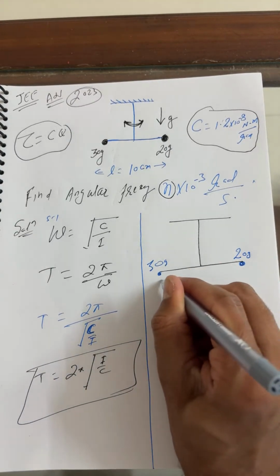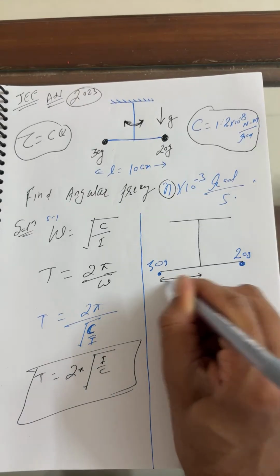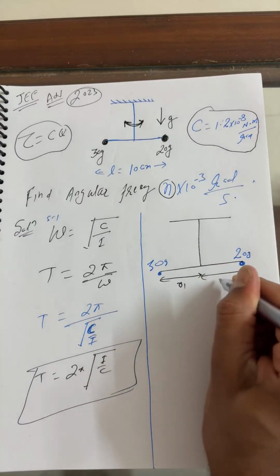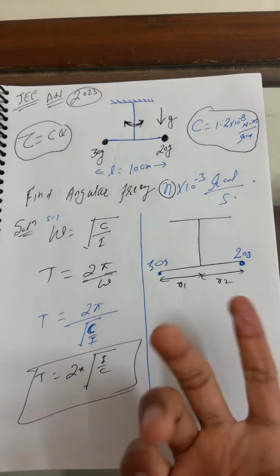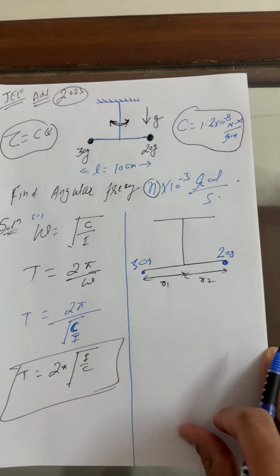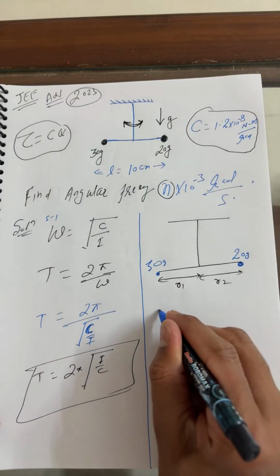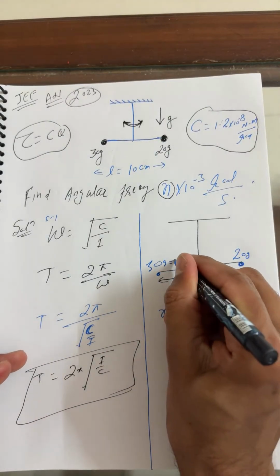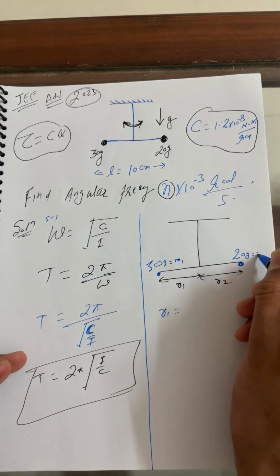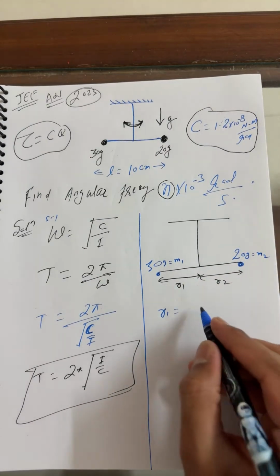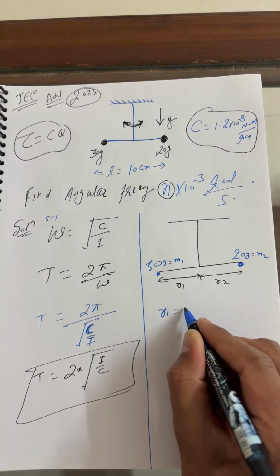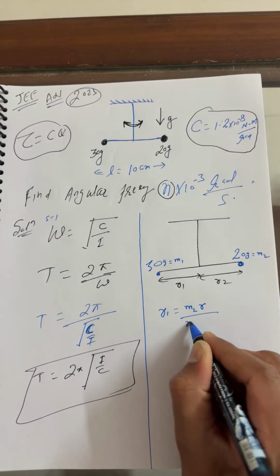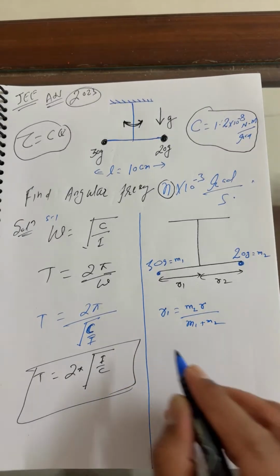Then just recall the two particle system formula I taught in center of mass. You can take R1 and R2. It's a short trick I gave in the classroom. For getting R1, forget M1 here. Let us suppose this is M1 and this is M2. So R1 equals M2 into R upon M1 plus M2.